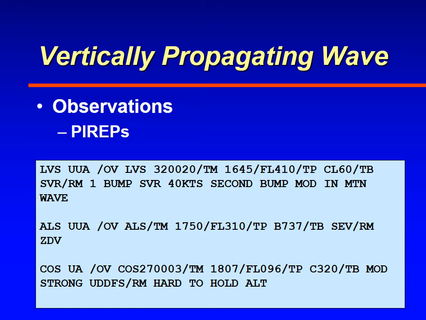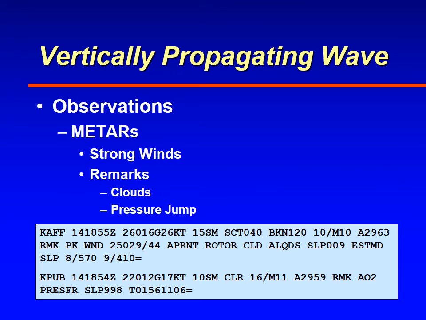Also, there's a pilot report indicating turbulence down low, and that may be an indication of other things going on down there. Also, the METARs typically indicate the presence of a vertically propagating wave when you look at pressure jumps. If you see pressure rising rapidly or falling rapidly in the remarks section, or if you see rotors, a lot of times those are also indications of vertically propagating waves. You can also see those rotors with other waves too, and we'll talk about that later on. But also strong, gusty winds at the surface. Strong downsloping winds also sometimes happen with vertically propagating waves.